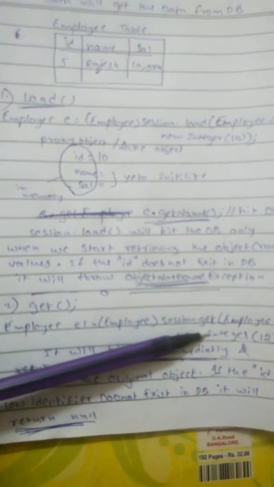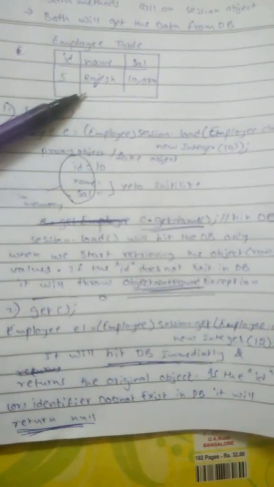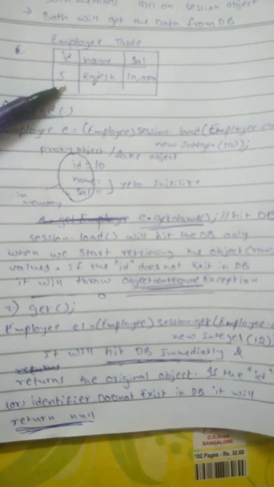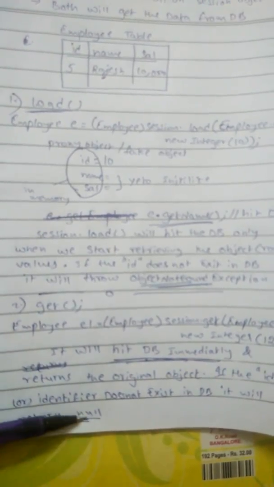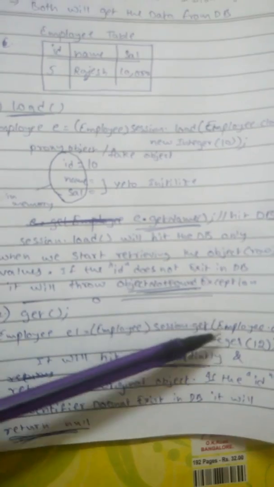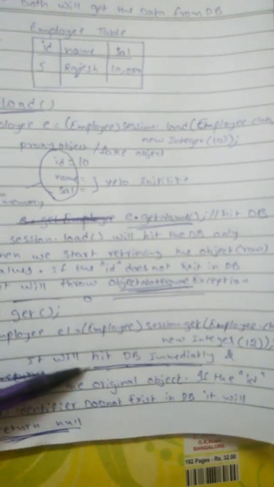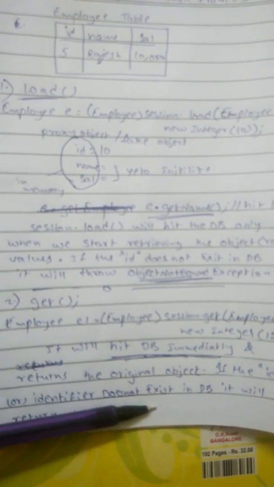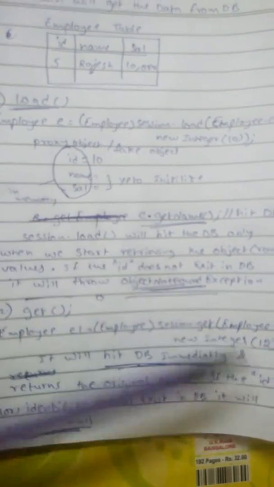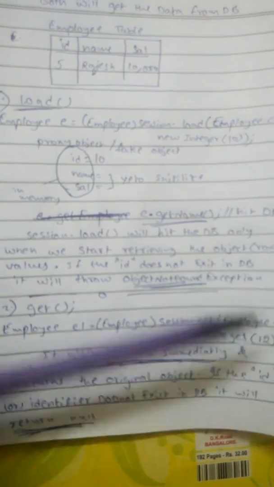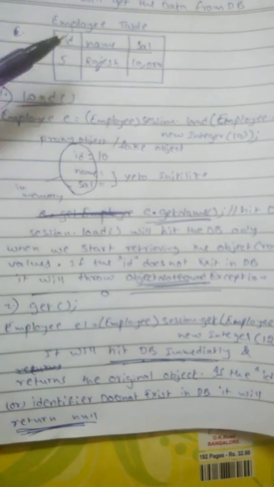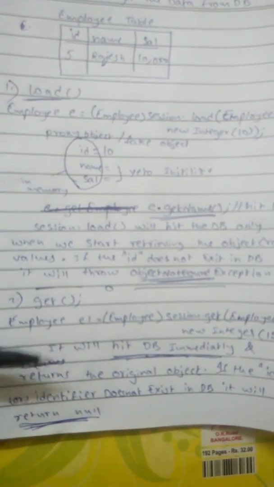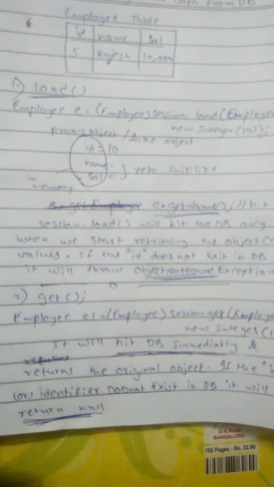In the same scenario with get, if the identifier 12 is not there in the database, it doesn't throw anything, it will just return a null value. But when you call the get method, it hits the database immediately and returns the original object. In the sense, if I give 5 here, then it will retrieve Rajesh and 10k, and this whole record will be rendered here in this e1 object.